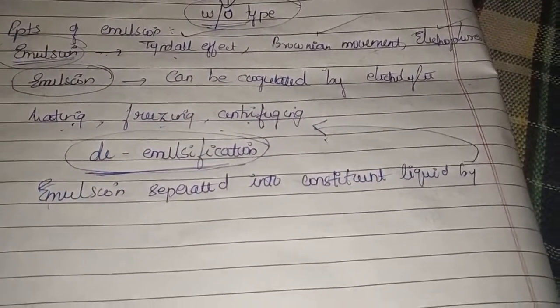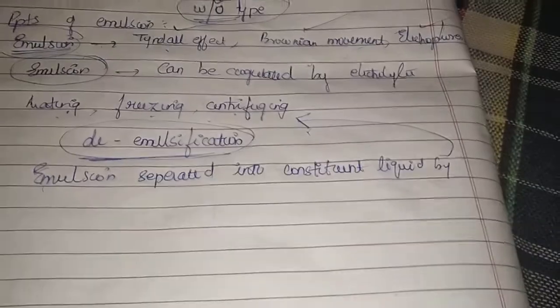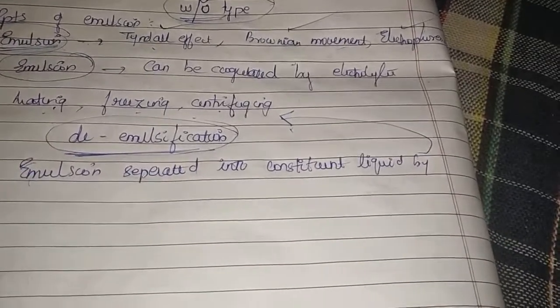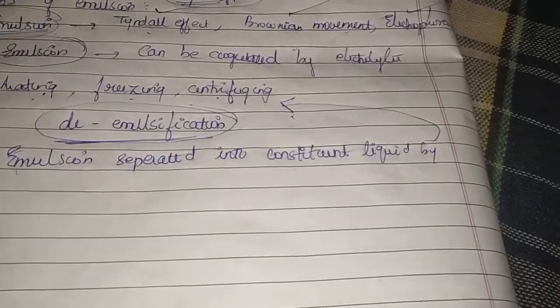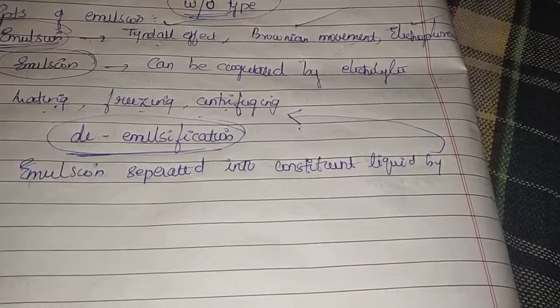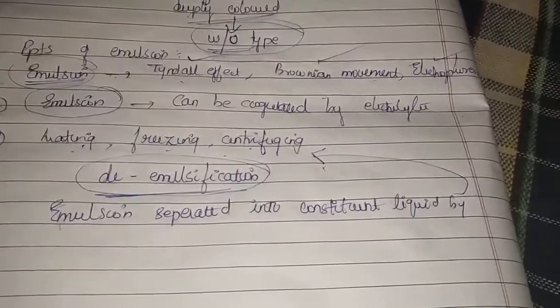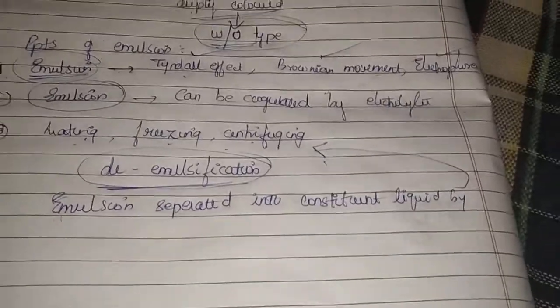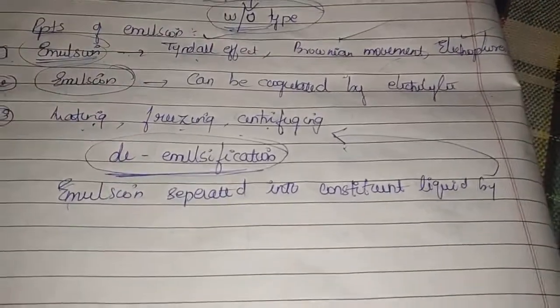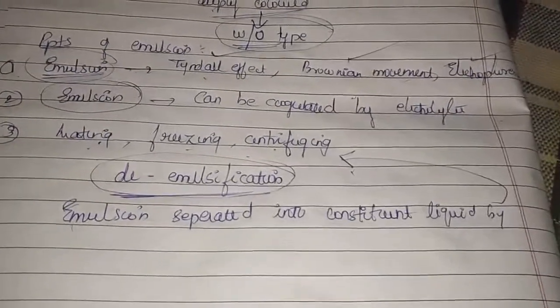Coming to the other classification, it is called WO type emulsion, where water acts as the dispersed phase and oil as the dispersion medium. There we came to know that cod liver oil is a better example, and also butter, where water is dispersed in oil.